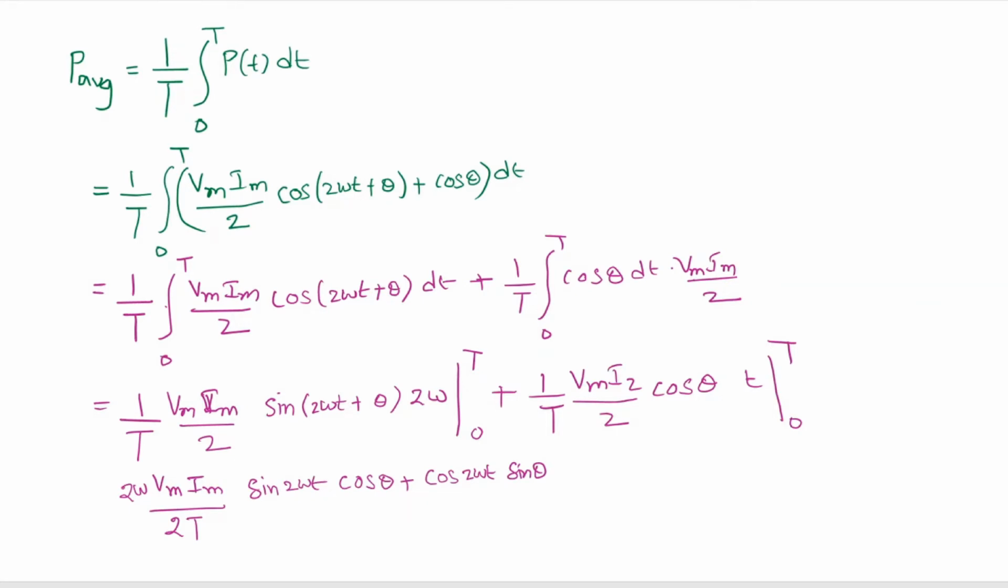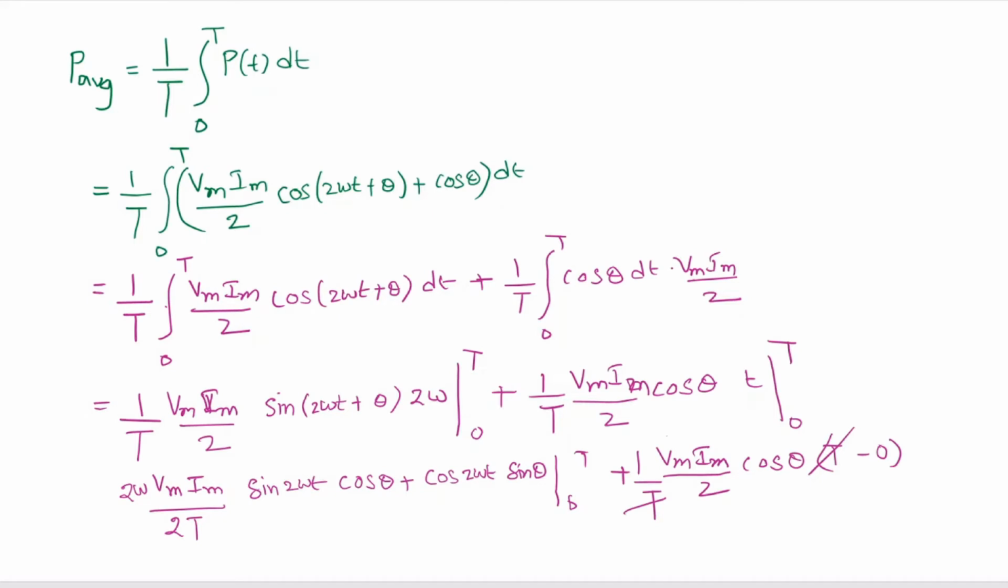So what you have to do is apply limits 0 to T. Suppose if you apply limits, T gets cancelled, right? So I am writing Vm Im by 2 into cos theta. Actually T minus 0 is T, so the 1 by T gets cancelled.